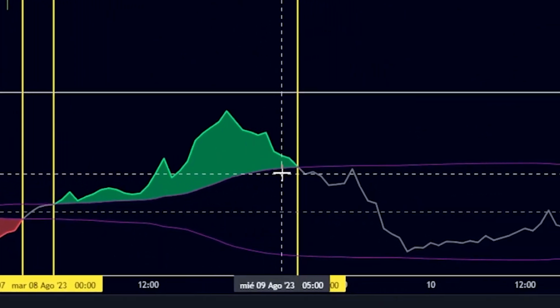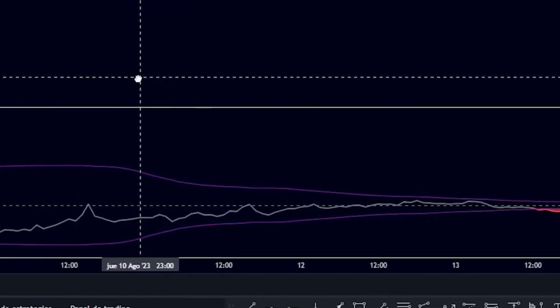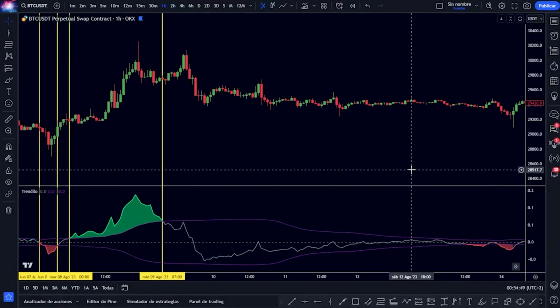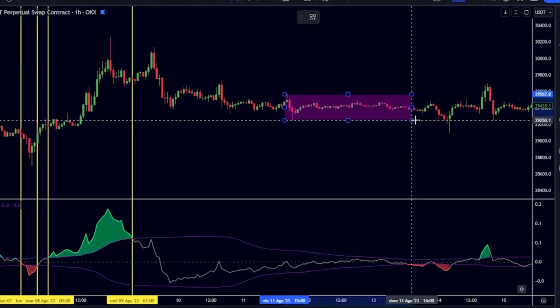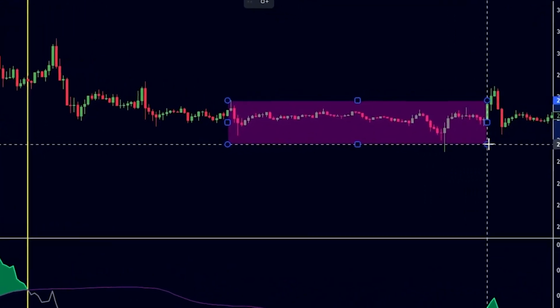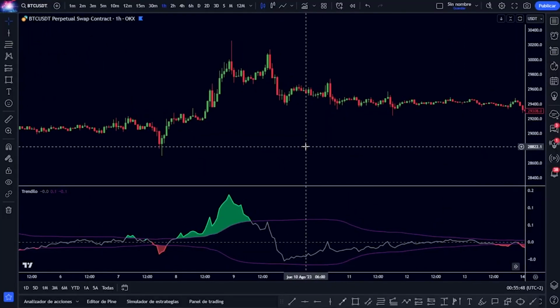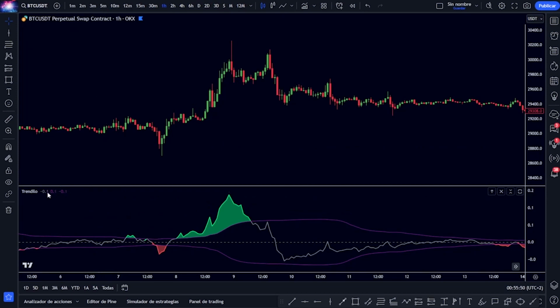When these purple lines are increasingly separated, or on the contrary are coming together, the latter tells us that possibly the current trend is ending and a large area of lateralization of the price awaits us. This is a very basic explanation, but we are going to go a little further.